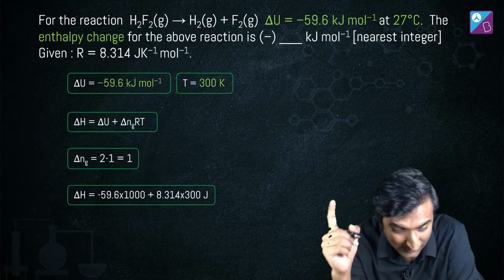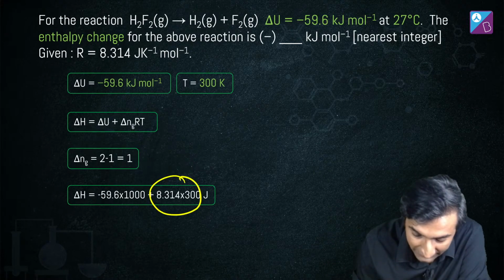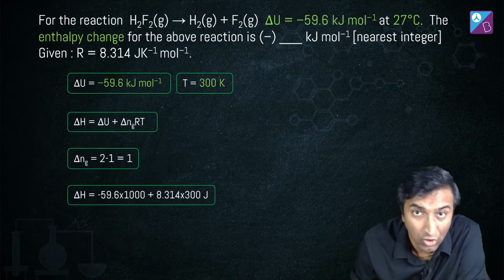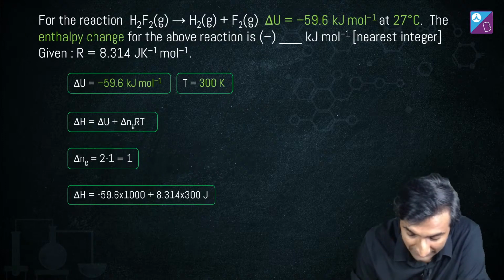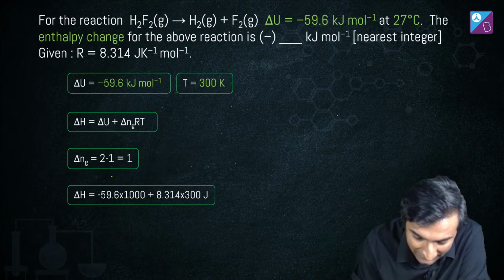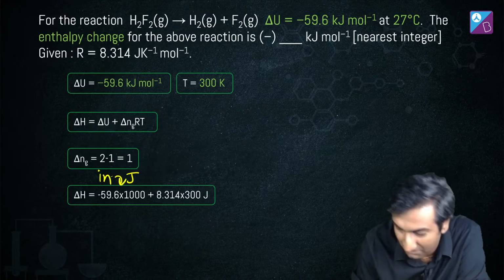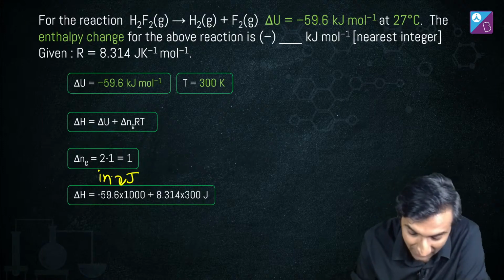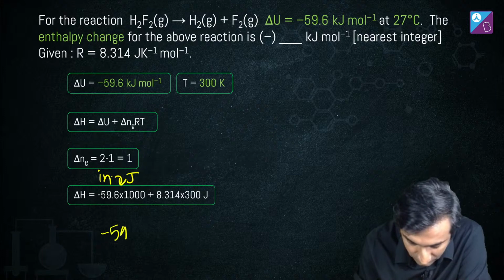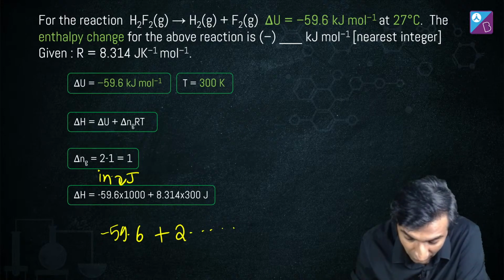And how Rec got 2.43 was he forgot to convert this to kilojoule. Either one of these two had to be converted to kilojoule. To convert this to kilojoule, you have to divide by 1000. To convert this to joule, you have to multiply by 1000. So in this case, I have multiplied by 1000 to convert to joules. Okay. I will convert it back to kilojoule इसके बाद. ठीक है. So if you do this, then what you get is 59.6 plus 2 point something. Okay, which is how you get 57.1.